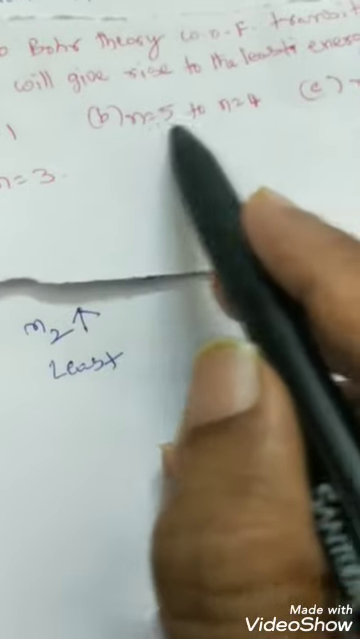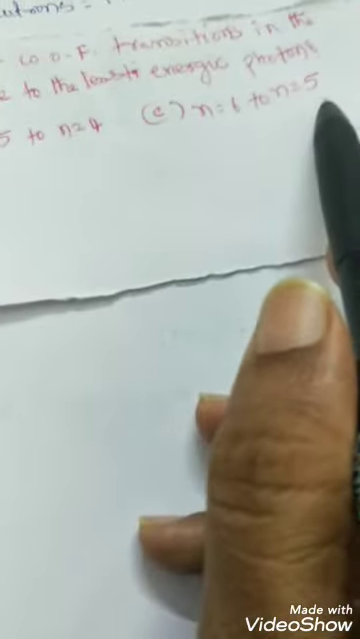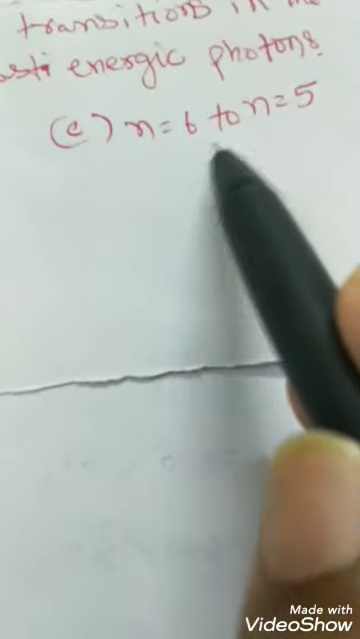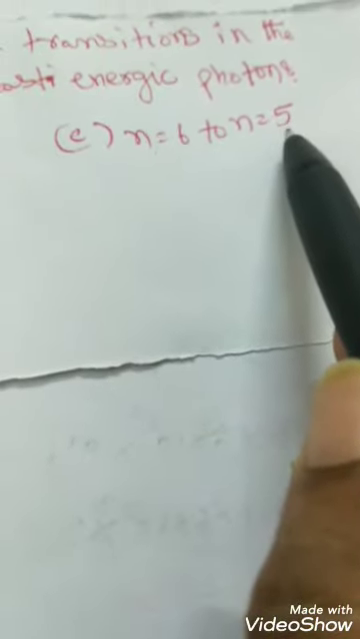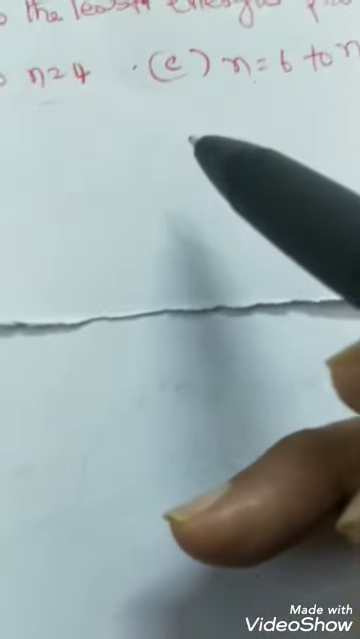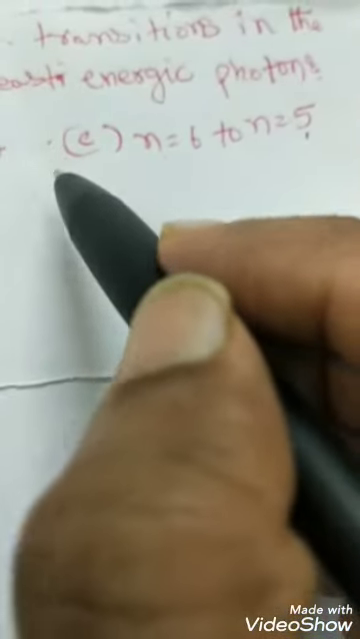5 to 4, 6 to 5, and 5 to 3. If you see 6 to 5, n1 is 6 and n2 is 5. So the n2 value is more compared to the remaining n2 values. If the n2 value is more, automatically it will have less energy. You have seen in the hydrogen spectrum, the first one is the UV region, which is very high energy. Next is visible. So n equals 5 is in the IR region, having less energy. Like that, you have to solve problems given like this.